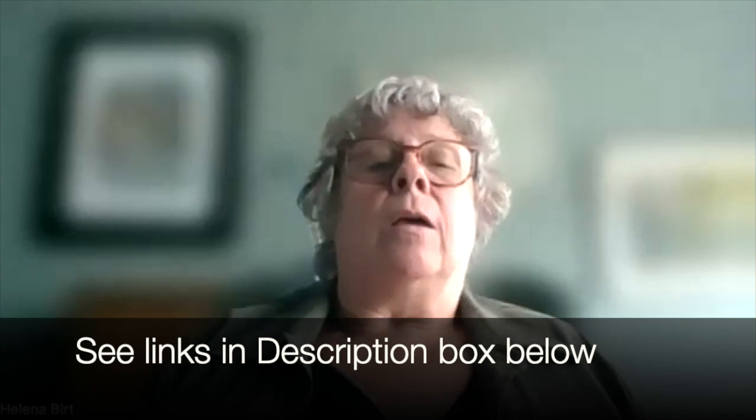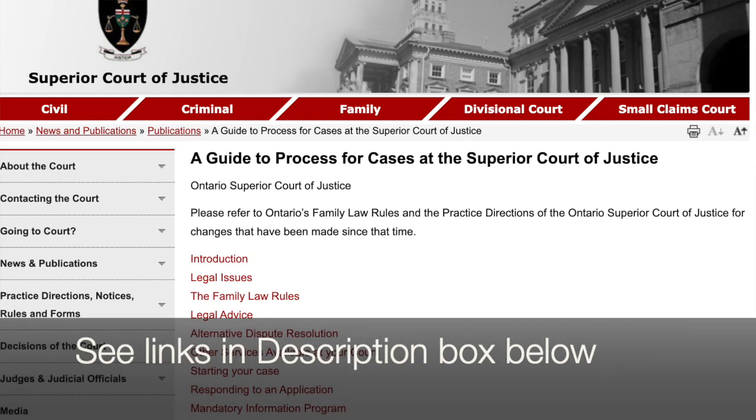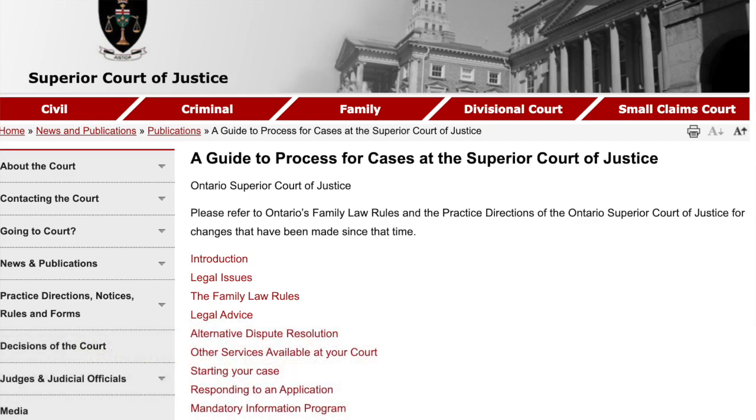There are also specific court practice directions, which may vary from region to region, that must also be followed. The other thing that helps people when they're trying to figure out the family court process is that there are guides available to assist people going through it. If you're in the Superior Court of Justice, the Ministry of the Attorney General has a guide to processes for cases at the Superior Court of Justice. If your matter is in the Ontario Court of Justice, you've got another process guide, which is on the Provincial Court website.